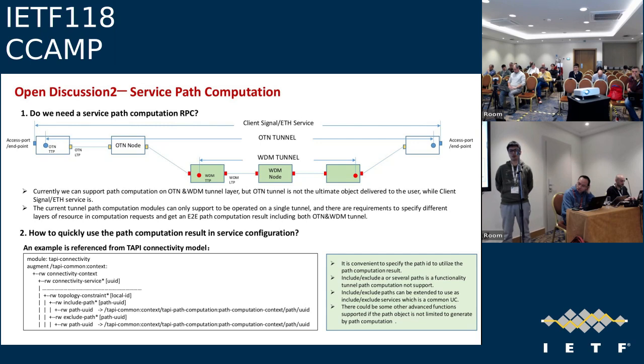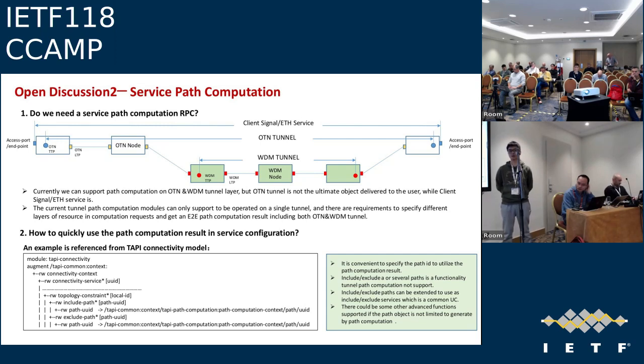And next, the problem with the path computation RPC is that the current tunnel path computation can only provide the object in a single layer. And there are some requirements to specify different layers of resource while doing the path computation, and also to give an end-to-end path computation, which includes both OTN tunnel and WDM tunnel. This is the first discussion point of the service path computation.